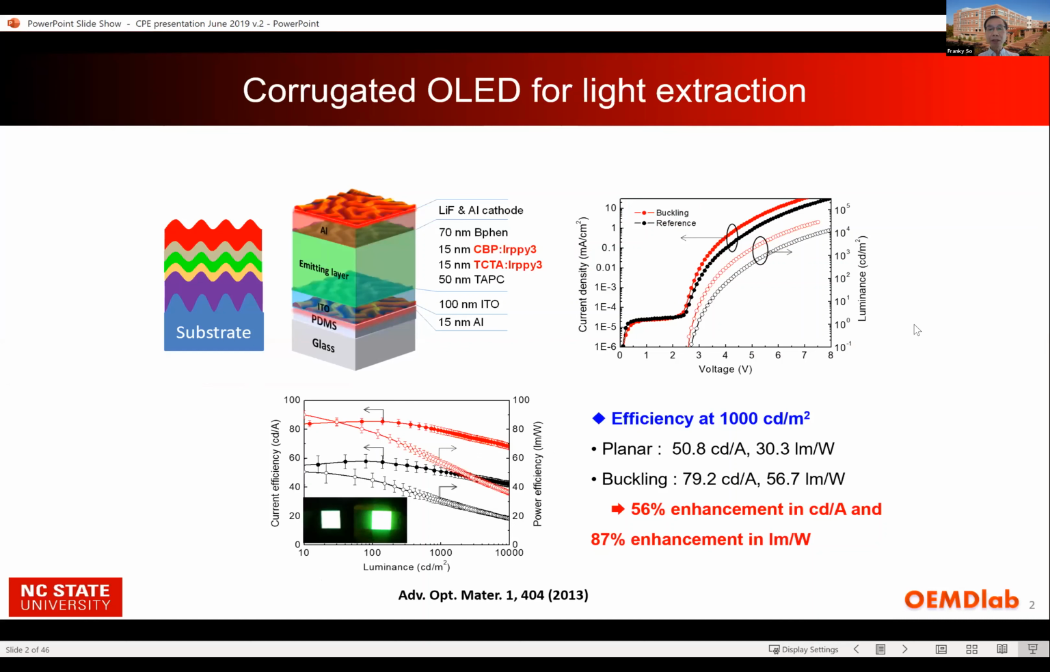This is one of the earliest works that we published, where we made OLEDs on top of a corrugated structure. With that, we have some diffraction of light from the OLED. As a result, we see enhancement in the light output. For example, you see here, the efficiency goes from 60 candela per m to 80 candela per m. Back then, we didn't fully understand exactly what was going on, what the detailed optics in the device were.